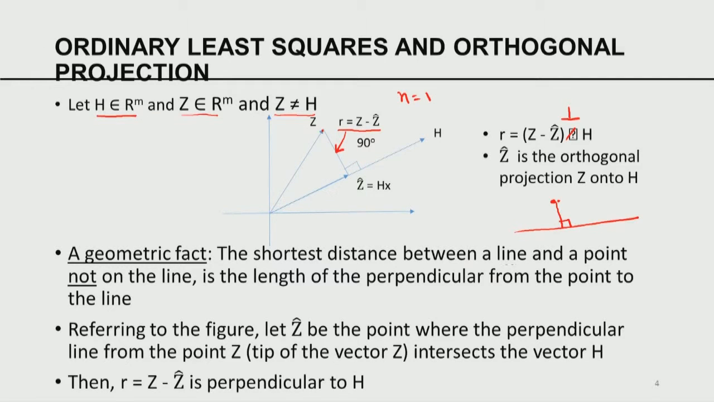So the shortest distance between a line and a point not on the line is the length of the perpendicular from the point to the line. Referring to the figure, Z hat is the point where the perpendicular line from the tip of the vector Z intersects the vector H. Therefore R, which is Z minus Z hat, is perpendicular to H. So that is the simple geometric fact where the minimum of the residual comes from: the distance between a line and a point is shortest when the line is perpendicular. That is the geometric fact we are trying to use.